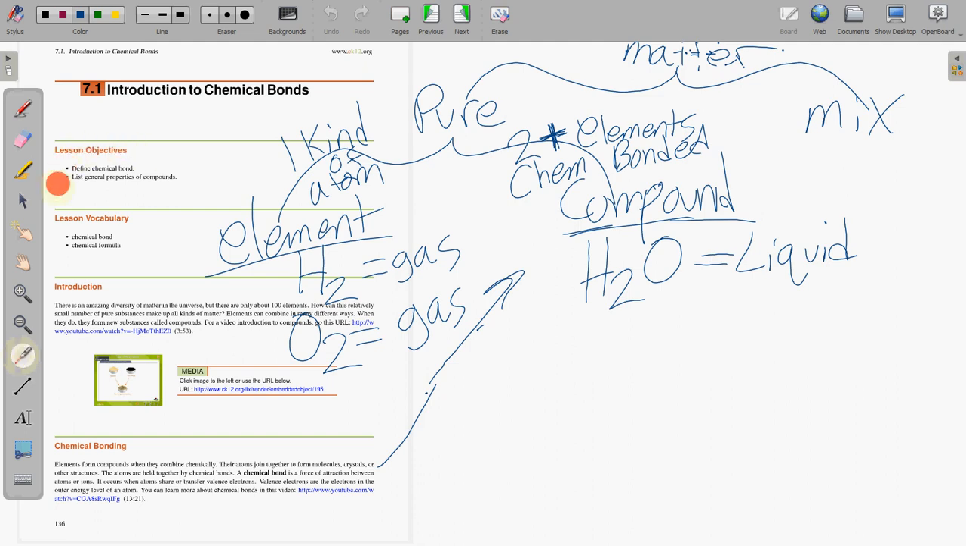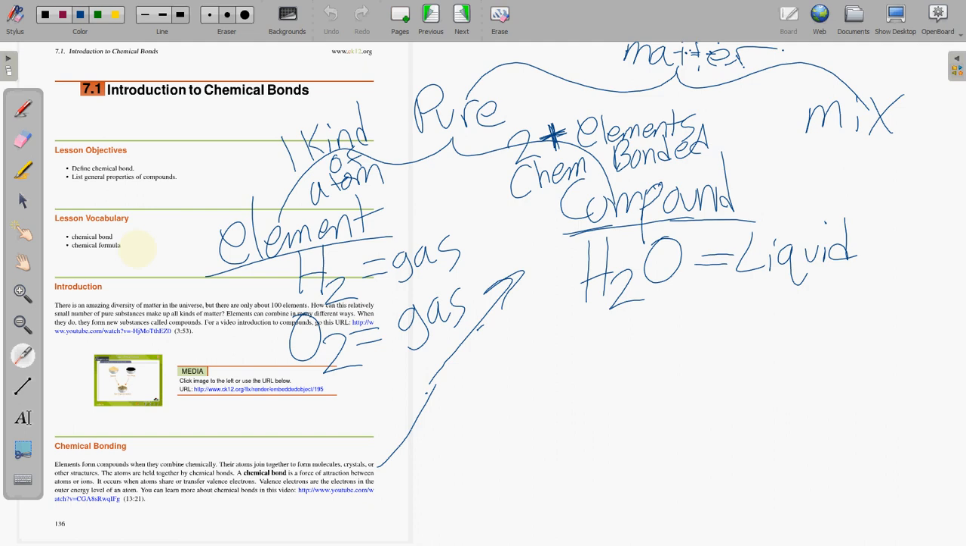All right. But the first thing you should do when you start a new chapter or a new lesson is look at the lesson objectives and the lesson vocabulary every single time because they tell you what you should be learning. And after you read lesson 7.1, you should be able to tell someone, yourself, your mom, your brother, your sister, your dog, your cat, me, a classmate, what the definition of chemical bond is. You should be able to list general properties of chemical bonds. And you should be able to define chemical bond and chemical formula.